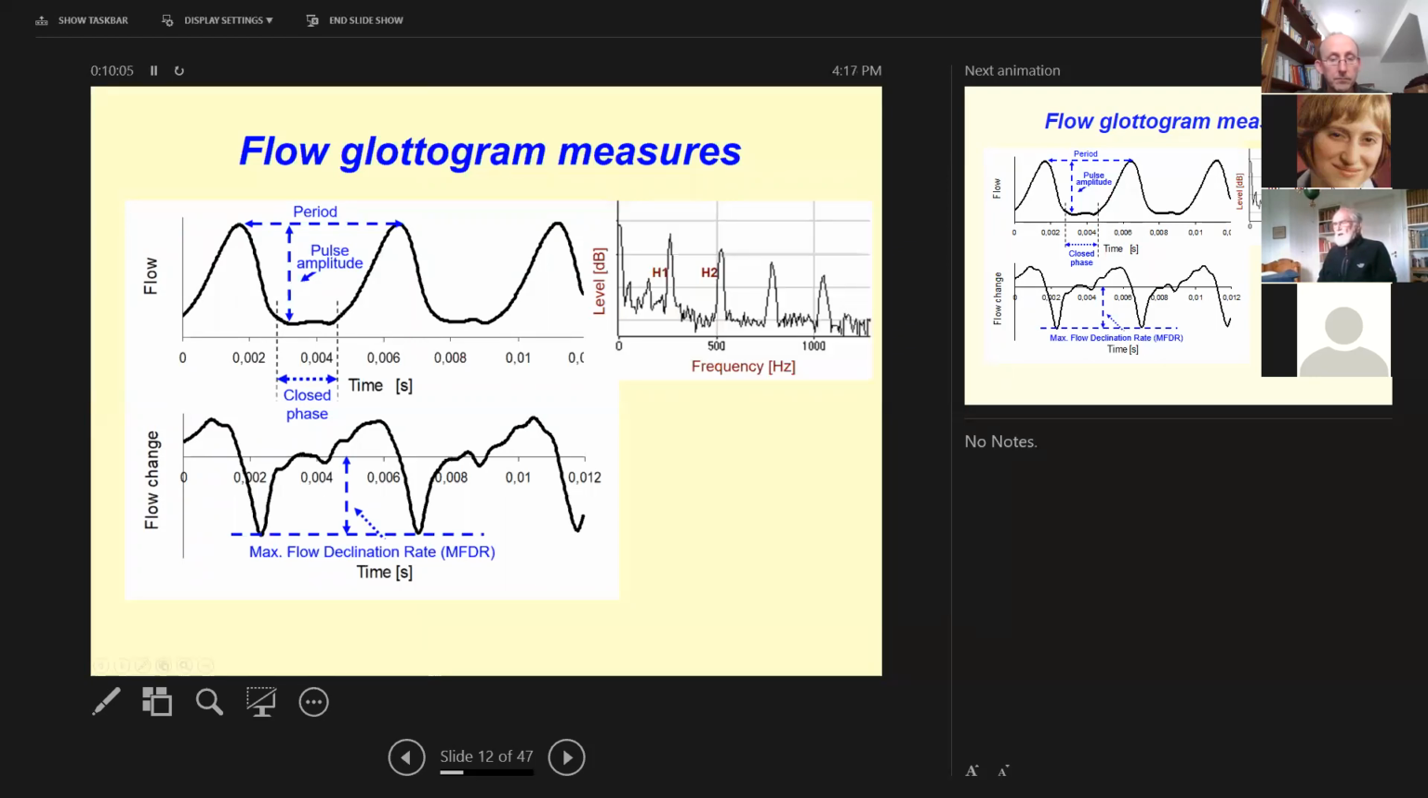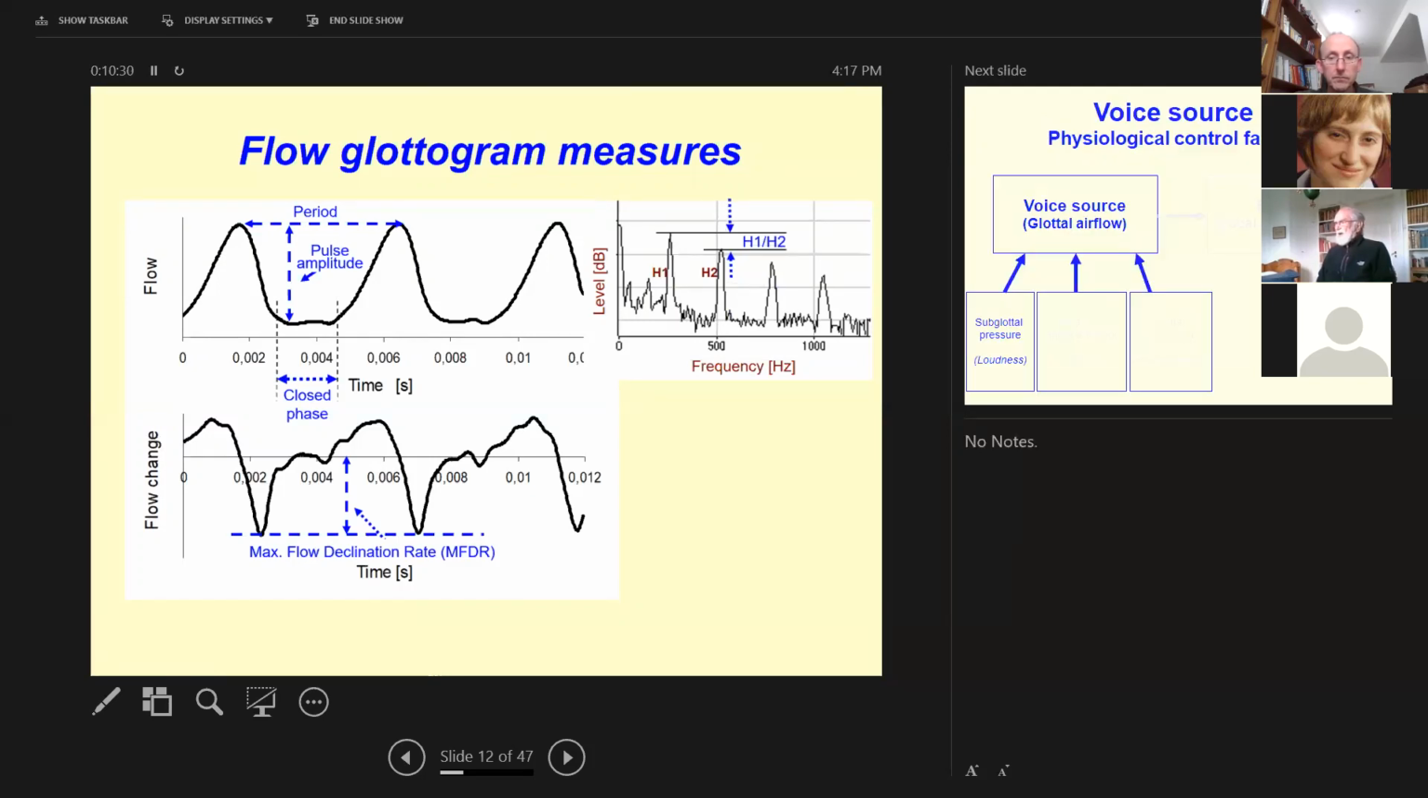Okay, and then we could also take a little spectrum. We can take the narrowband spectrum of the flow signal, and then we see the source spectrum, the spectrum of the voice source, with the first two harmonics or partials of the voice source being particularly relevant. They are called H1, H2, and it is the level difference between them that has been widely used as a characteristic of the voice source. So that is it. A lot of measures on flow glottograms.